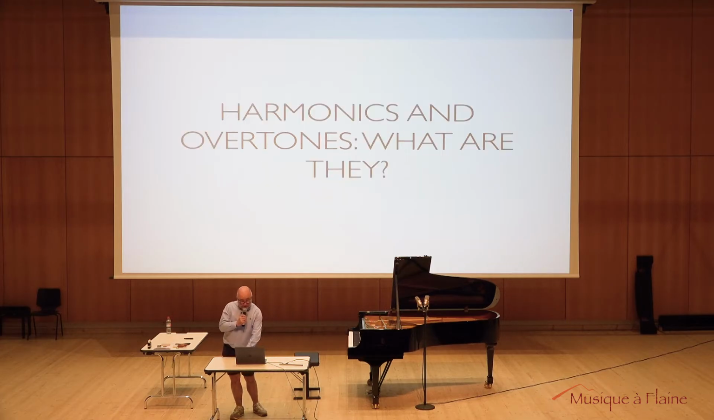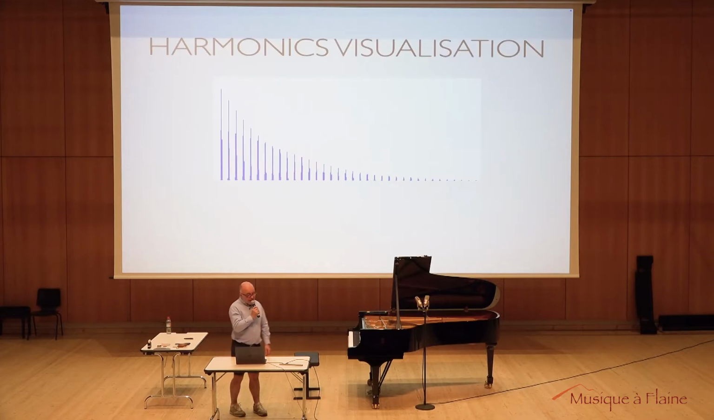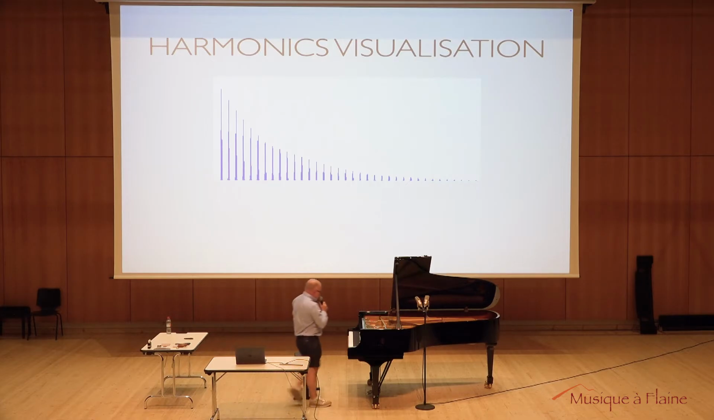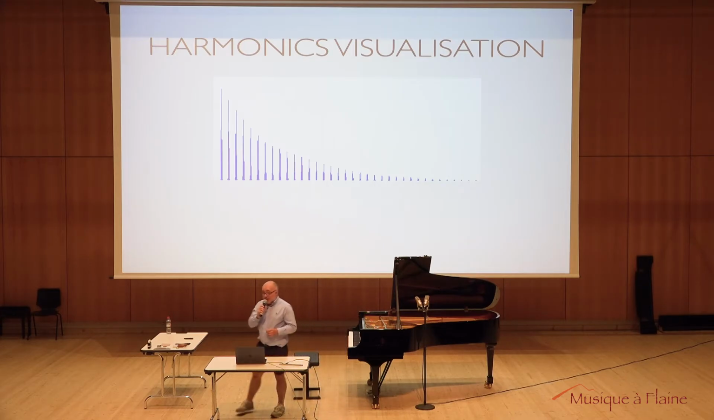So, what are harmonics and overtones? You can see here a harmonic visualization. When you play a key, a C like that, what determines the color of the sound is the harmonic content. So in reality, when you play a C, you hear something like that. All this is inside the sound. This is the chain of harmonics.